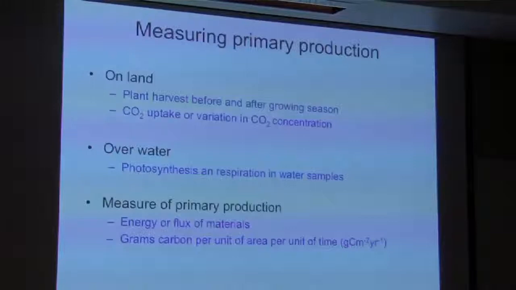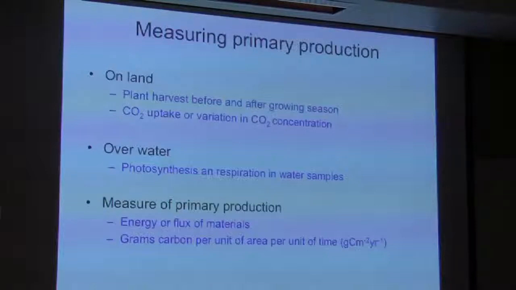And there are a couple different ways to measure primary production. So on land, we can harvest plants before and after the growing season. And we can measure the CO2 uptake or a variation in CO2 concentration. And over water, we can measure photosynthesis and respiration in the water samples. So the unit of measurement is grams of carbon per unit of area per unit of time. So it's a rate analysis, how much carbon is being fixed in a certain area over a certain length of time.